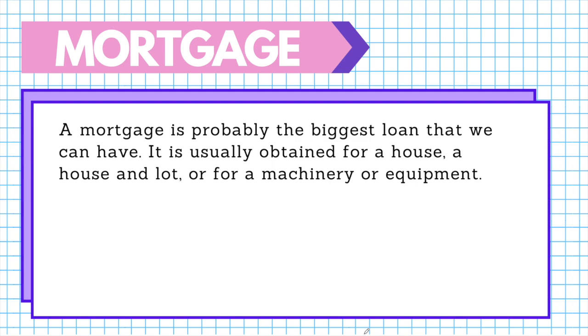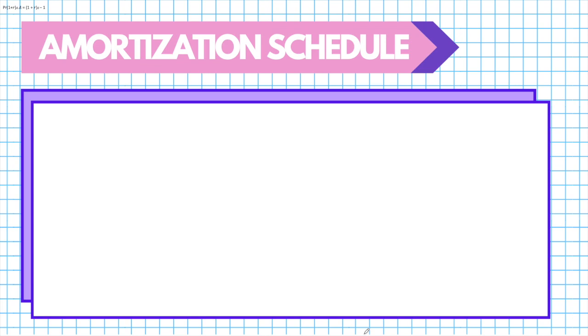So a mortgage is the biggest loan that you can possibly have. It is usually obtained if ever you're going to get a house and lot, or even machinery, equipment, a car, or etc. So whatever purchase that would need a big loan, a mortgage is probably involved with this one. And if we have big purchases such as this one, an amortization schedule may be needed.